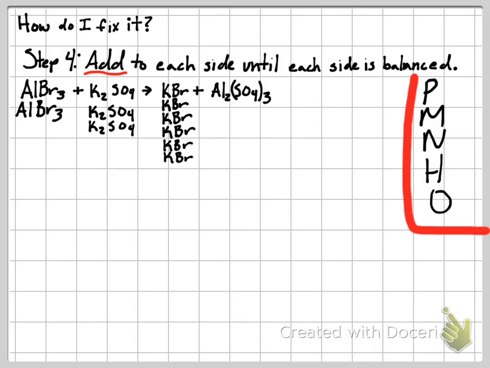Now, in the process, I need to go back to my nonmetals. The only nonmetal I'm dealing with in this case is bromine. Bromine, I have 6 on the left. And now since I've fixed my potassium, I also have 6 on the right. So now everything looks balanced.